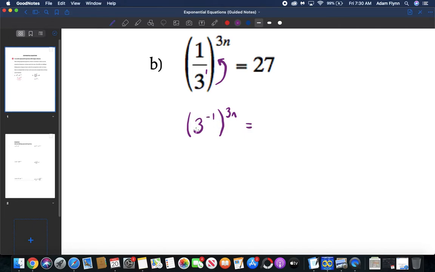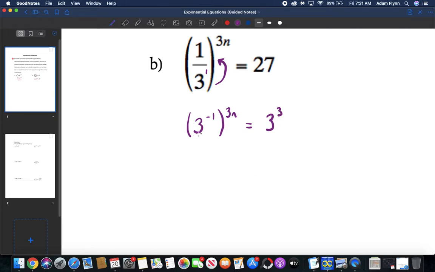So if I take a look at my left side, I know that I have a base of 3 here. Okay? If I go over to my 27, it would be really helpful if this had a base of 3, if it were possible, because then I would be able to use my other exponent properties to solve for n. Okay? Now this requires some thinking outside of the box. So is there any way we can write the number 27 with a base of 3? And it turns out there is, because 27 is 3 to the third power.